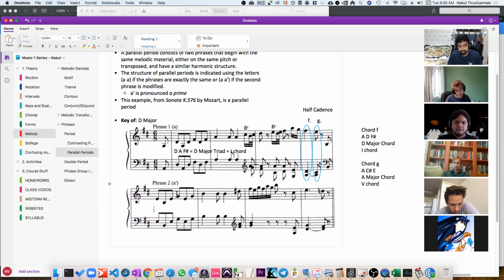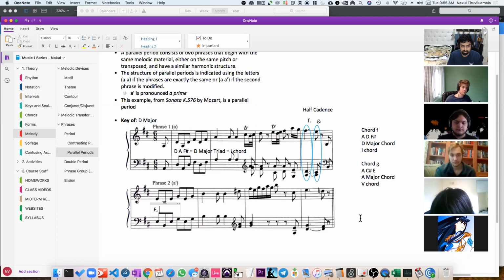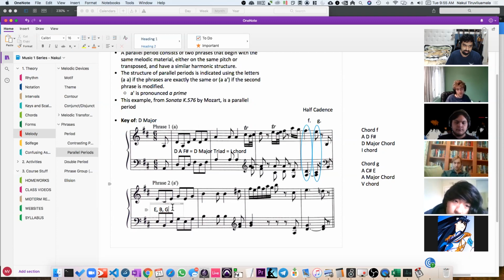So what's a unique note? E. Okay. B. One more. G. Great. E, B, and G. Well, that makes a snowman. If you think about it, if you stack these as thirds, you'll get an E minor triad. Okay?